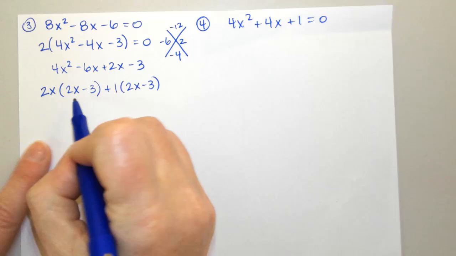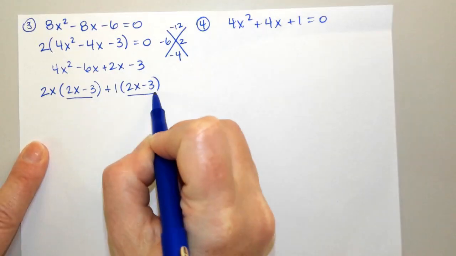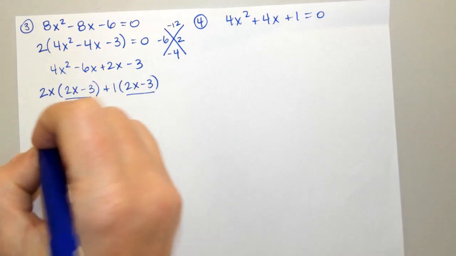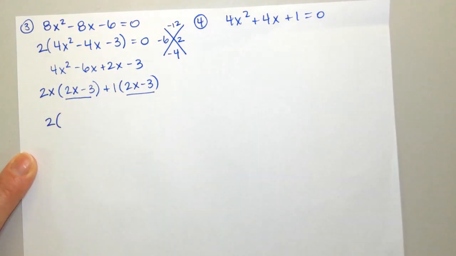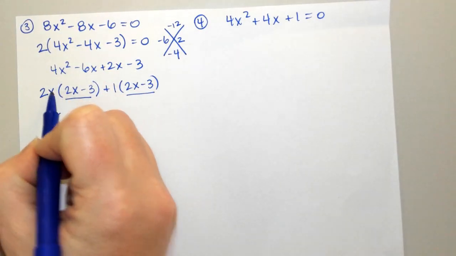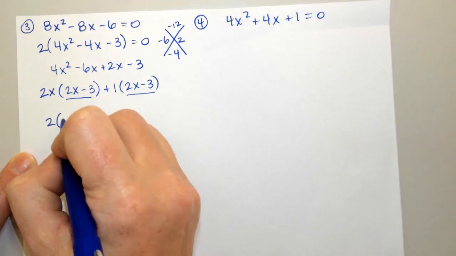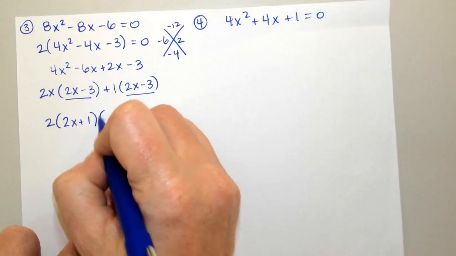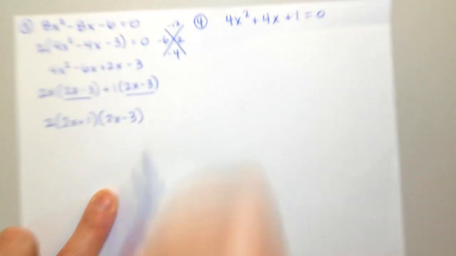My check at this point is that what's in the parentheses should be the same. If it's different, usually that means maybe you pulled out a common factor, but not the greatest one, so you want to go back and double check. If I list all my factors out, I took a GCF of 2 out of everything at the start. If I take my GCF from each side here, 2x plus 1 is one of my factors, and 2x minus 3 is my other factor.